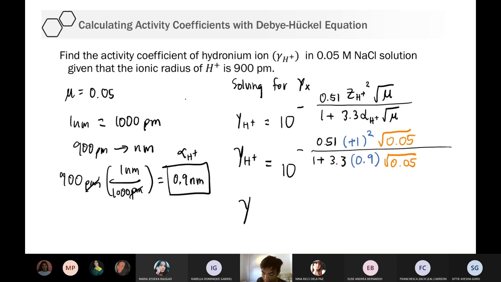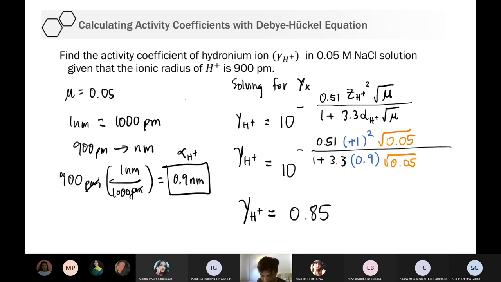Okay, use your calculator to solve for gamma. Di na kaya yan i-mental. 2 decimal places lang tayo pag ganito. That will be 10 raised to negative 0.51. 1 square is just 1. Times the square root of 0.05, 1 plus 3.3, times the 0.9 nanometer, square root of mu. So, gamma is calculated to be equal to 0.85, no? So, yan yung ating value for gamma.